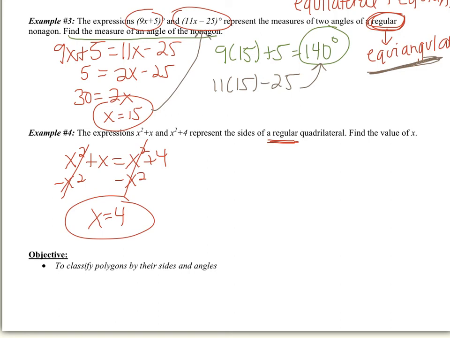So this whole video, this 1.6 video, has covered classifying polygons by sides and angles. Sides, we talked about the classification in terms of triangle, quadrilateral, pentagon. We also talked about convex and concave, and regular and equilateral and equiangular. For angles, we pretty much just talked about equiangular. So when you come to class, we will be working on some problems from this section.